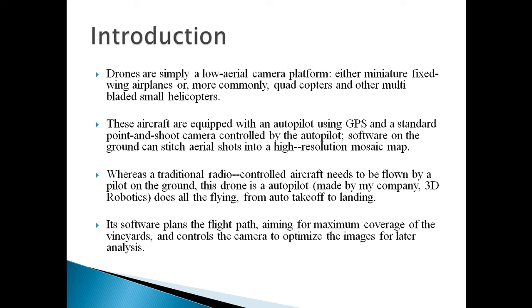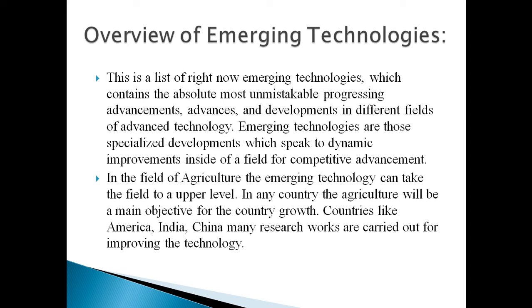But this drone has an autopilot, which is made by my company 3D Robotics. It does all the flying from auto takeoff to landing. Its software plans the flight path, aiming for maximum coverage of the vineyards, and controls the camera to optimize the image just for later analysis. This is my introduction part, and here is the overview of emerging technologies.